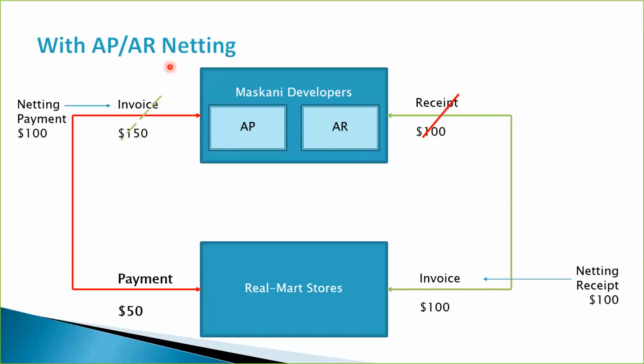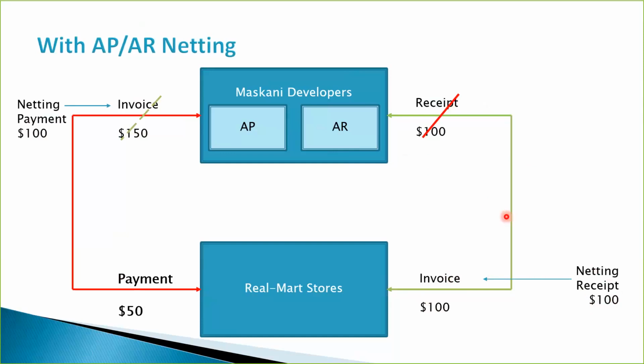a receipt will be applied to this transaction. This one that we're calling the invoice, in the eyes of RealMart stores, is what is a transaction in AR, right? And we apply the receipts to transactions. So what we call a netting receipt would be applied to that transaction, okay? In this case, it would be a netting receipt of $100, right? Meaning that RealMart stores won't be sending us payment of $100.